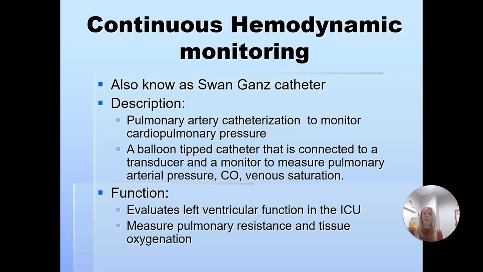Continuous hemodynamic monitoring, also known as the Swan-Ganz catheter, can be used to detect heart failure. It's going to monitor cardiopulmonary pressure. So we have a balloon-tipped catheter that's connected to a transducer that measures pulmonary arterial pressure, cardiac output, and venous saturation. It can evaluate the left ventricular function in the ICU or telemetry unit, and it measures pulmonary resistance and tissue oxygenation. Like I said, it could be used to detect heart failure or sepsis. It can be used during therapy to monitor the response and assess the effectiveness of different cardiac drugs.